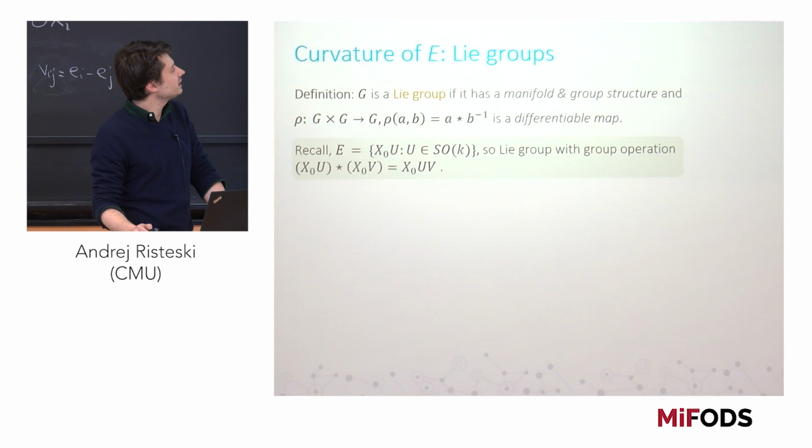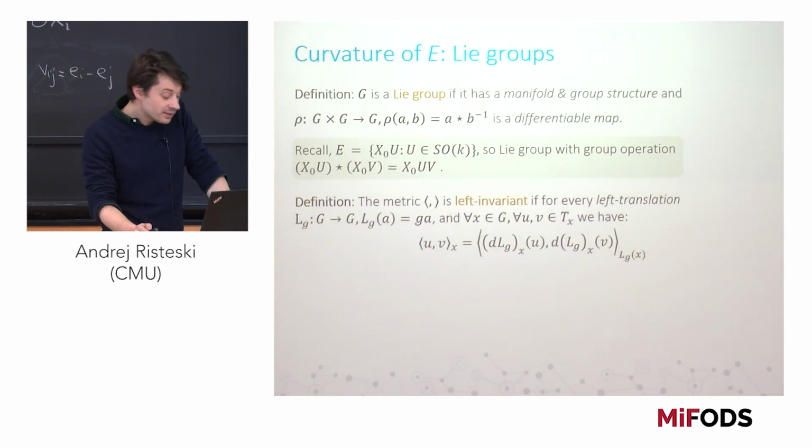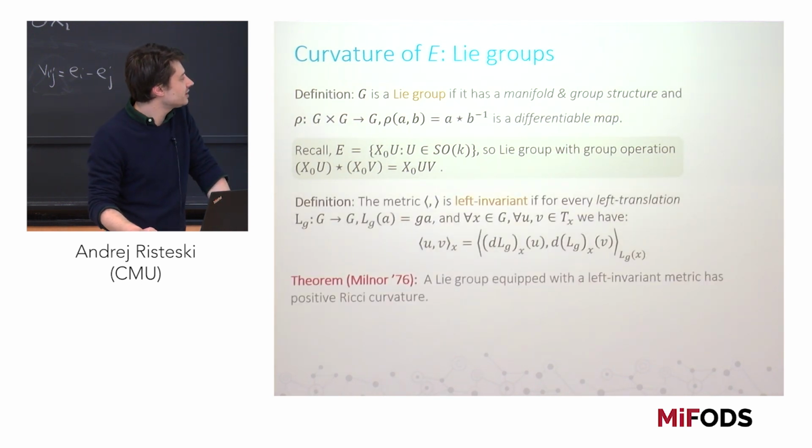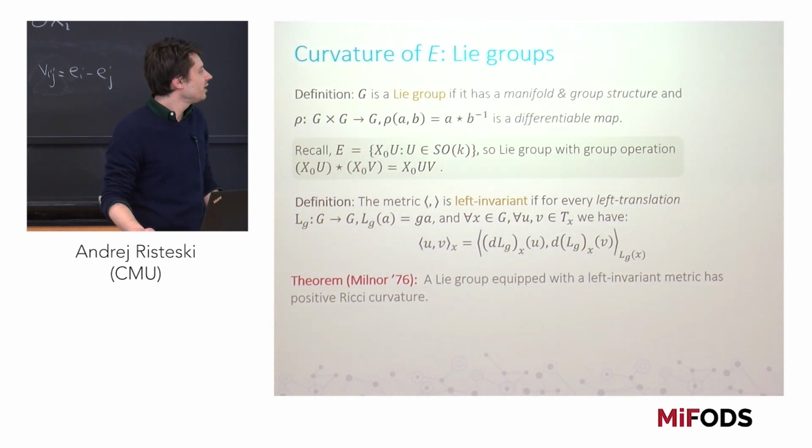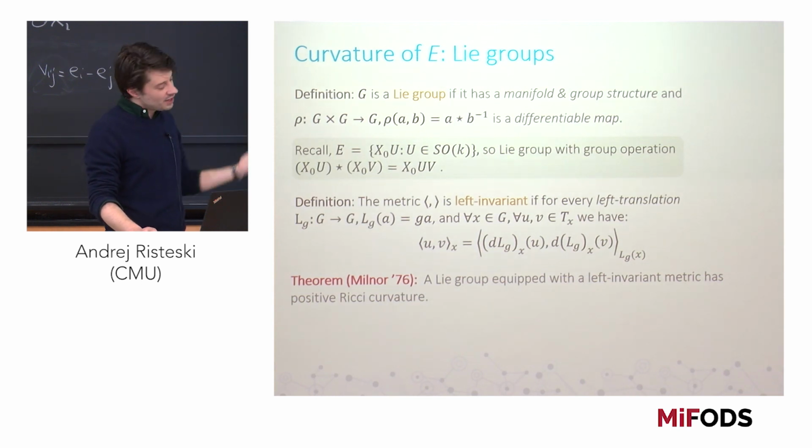What you sort of know is that if we look at our particular set of optima, which have the form x0 times u for some u, let's say in the special orthogonal group, they have a Lie group structure by just copying the group structure from the special orthogonal group. And then there's a theorem due to Milnor, which basically says that if I look at a Lie group and equip it with something called the left invariant metric, which is pretty natural, it basically says the metric should be preserved under translations by any group element, defined in some appropriate way, then I get a manifold that has positive Ricci curvature.